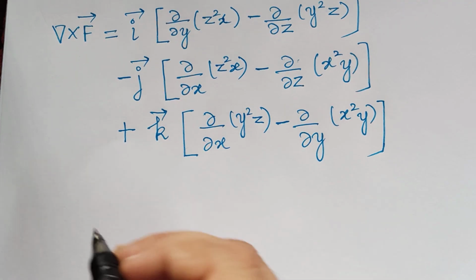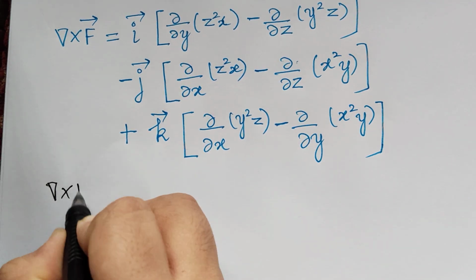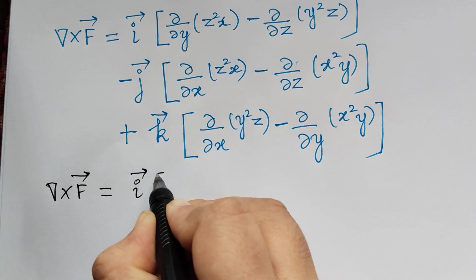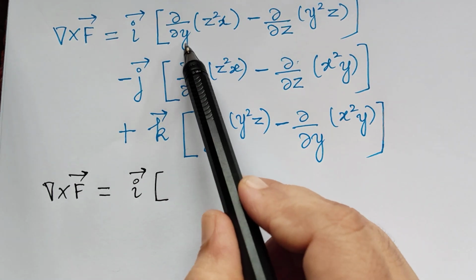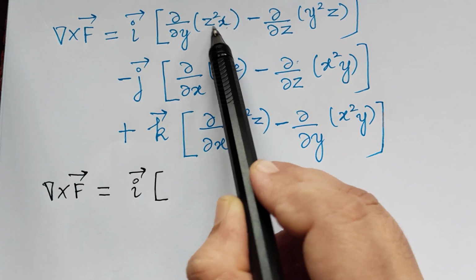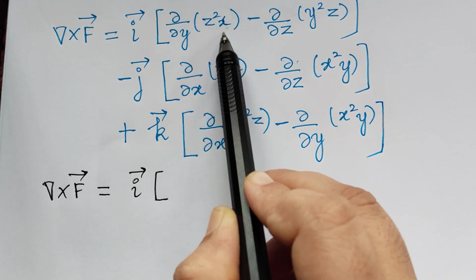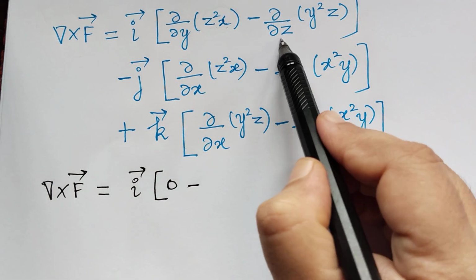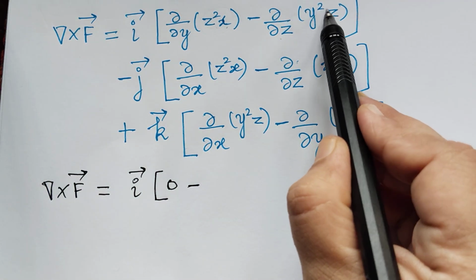So now, ∇ × F vector will be equal to i vector multiplied with... Now what is ∂/∂y of z²x? We do not have y over here, so definitely this will be treated as constant, and so it will become 0, minus ∂/∂z of y²z.